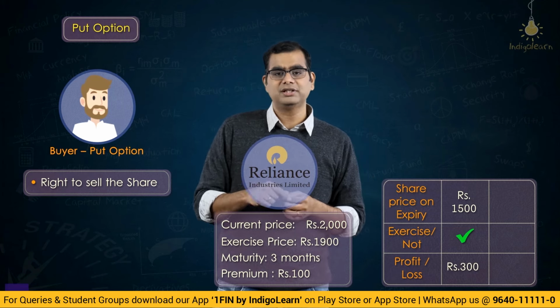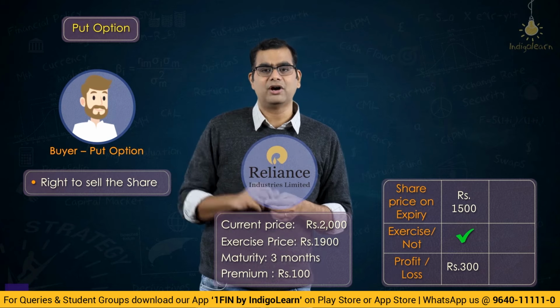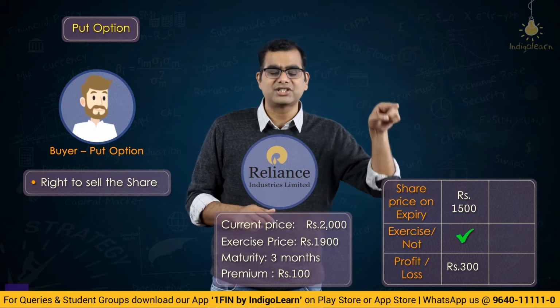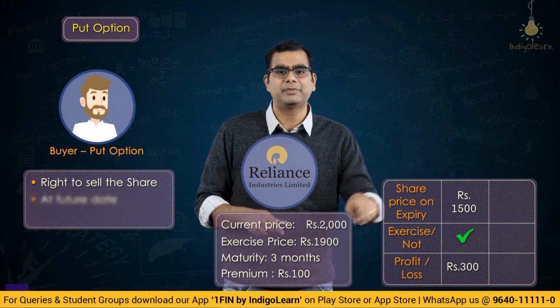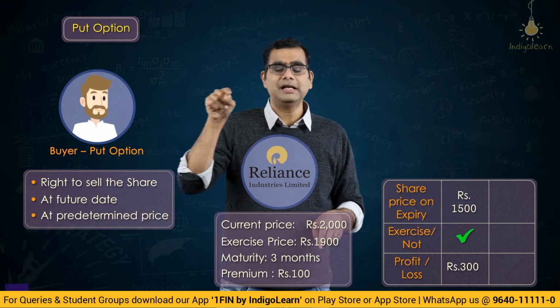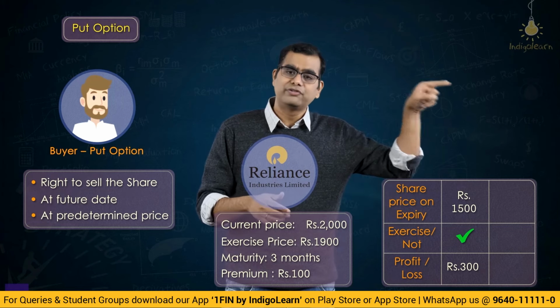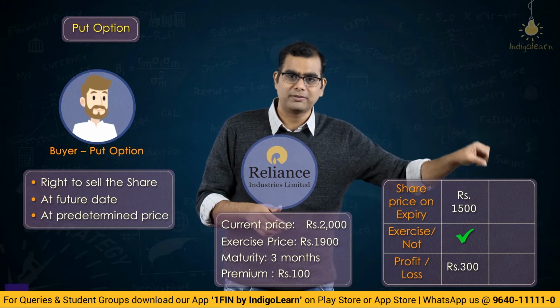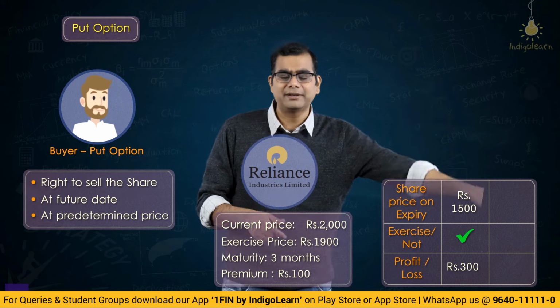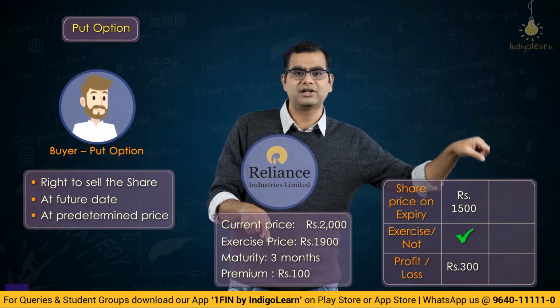A put option gives the holder of the option, that is the buyer of the option, a right to sell the shares of Reliance at a future date at a predetermined price. It gives the buyer of the put option a right to sell the shares of Reliance at a future date, because it is a European option, it is a fixed date, at a predetermined price of 1900, irrespective of what the price is on the market on that day.